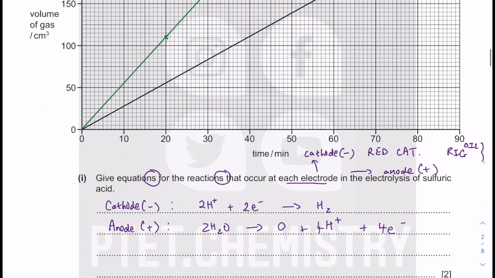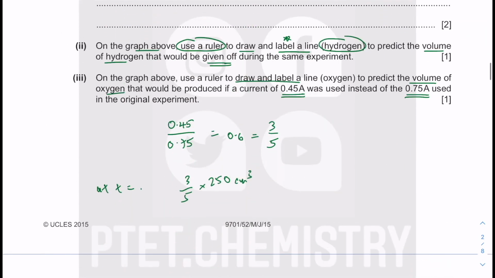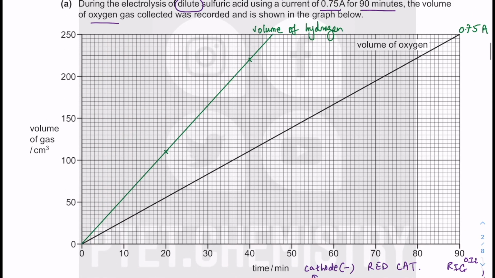So obviously at 0 time, the volume produced will still be 0. I just need 2 points to draw a straight line. 3/5 of 250 gives me 150 cm3. So I will expect at the 90th minute, I will have 150 cm3. And of course, I also start from 0, 0, so there's a straight line. Also start from 0, 0 because at time 0, when no current passes through, I obviously don't have any gas being produced as a result of electrolysis.